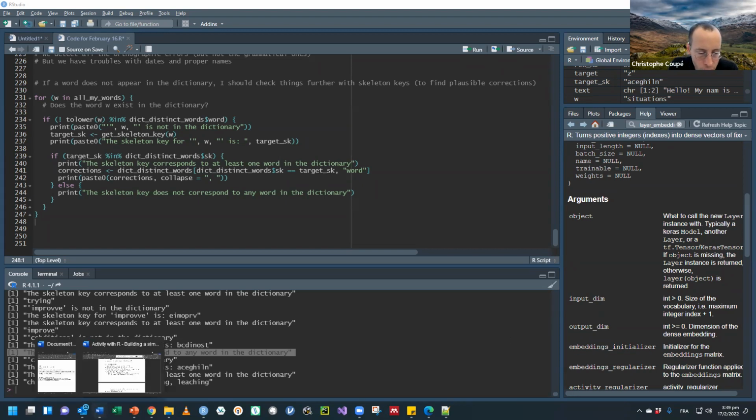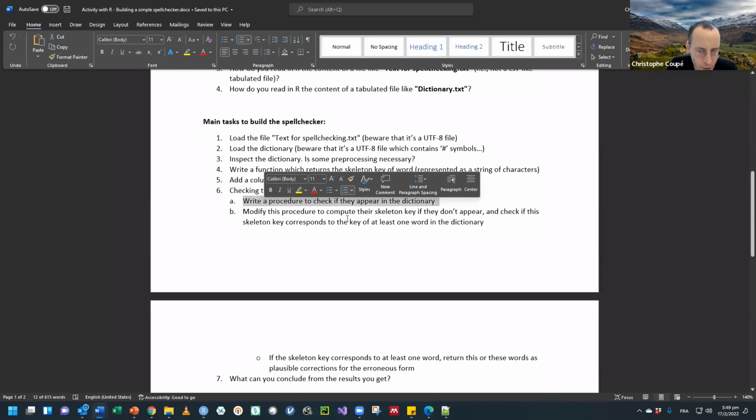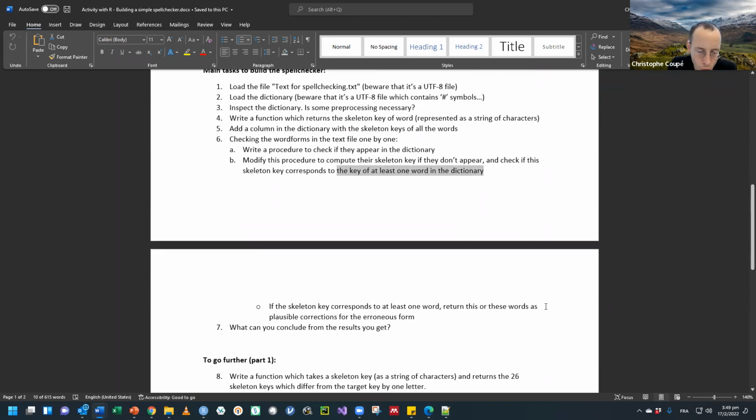So if I come back to this part: write a procedure to check if the word forms appear in the dictionary. If they don't appear, check if the skeleton key corresponds to the key of at least one word in the dictionary. And if that's the case, return these words as plausible corrections for the erroneous form. What we could conclude is, well, it's not that bad, but it's not perfect either.